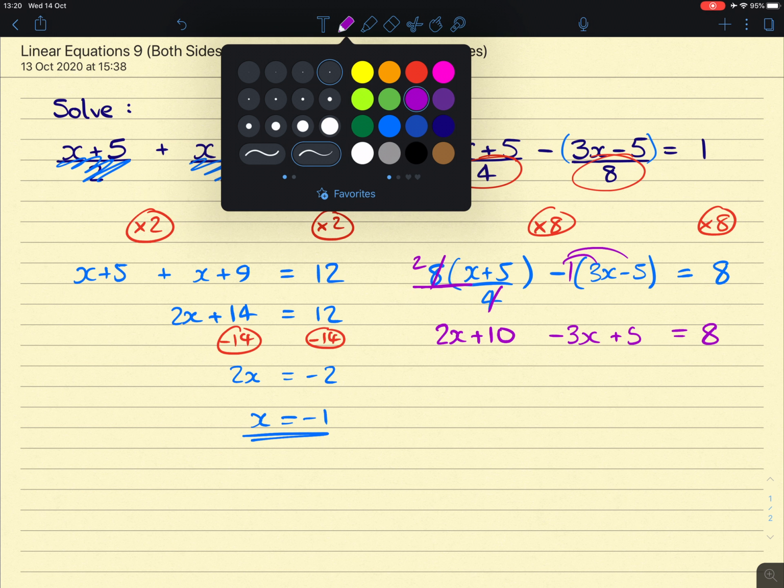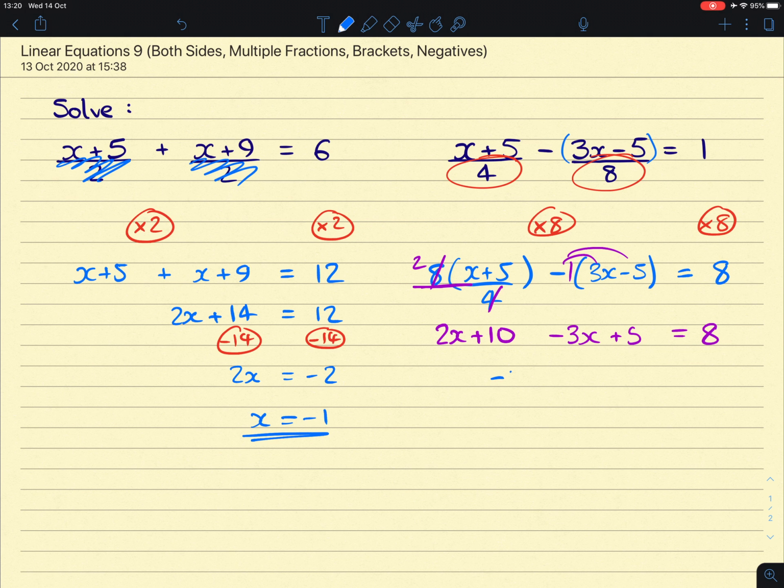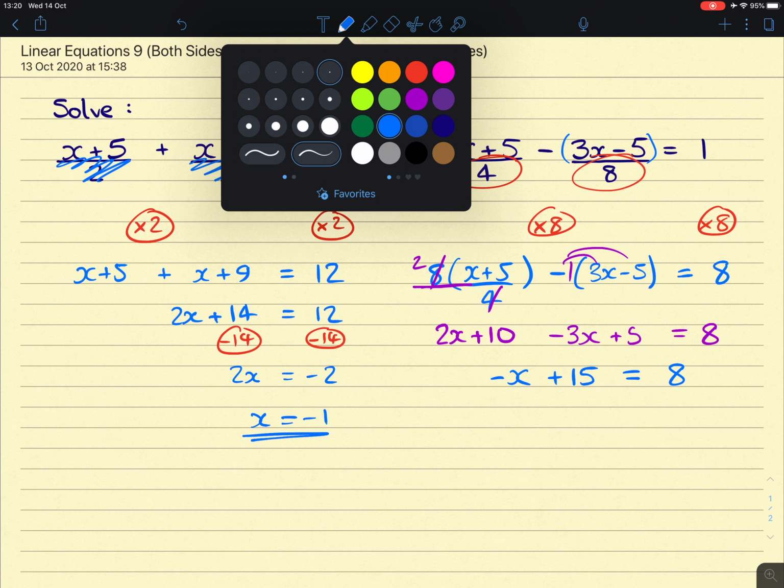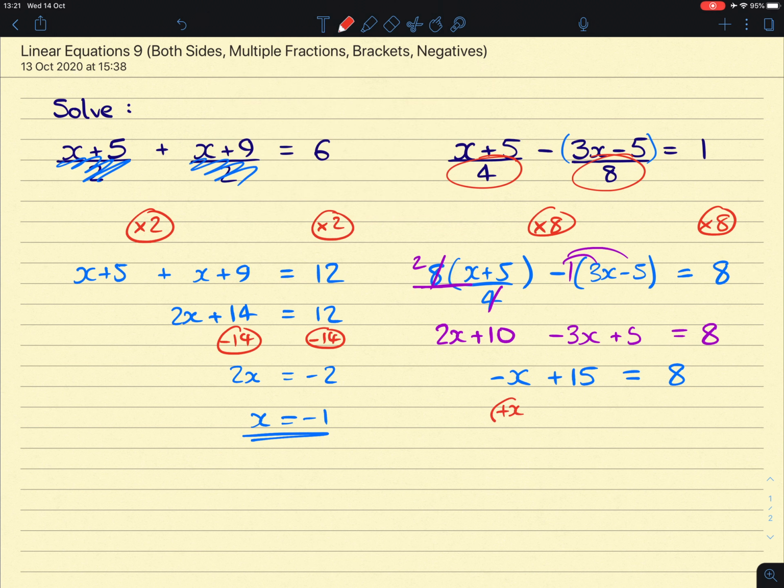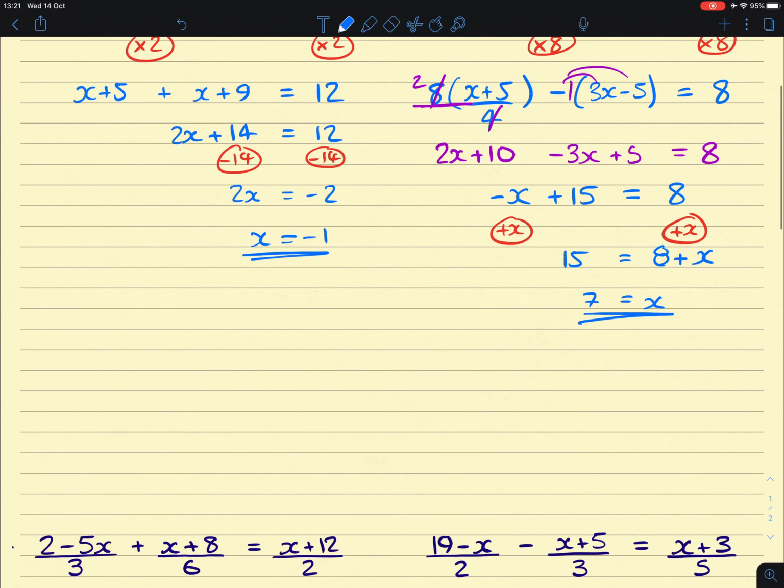We're going to tidy up the left-hand side a bit. 2x and negative 3x gives us minus x. 10 and 5 give us 15. And then from there, I'm going to add x to both sides in order to make it not be negative anymore. So it'll disappear from the left and pop up on the right. And then from there, we're just going to take away from both sides. Take away 8 from both sides, and we'll be left with x is 7.